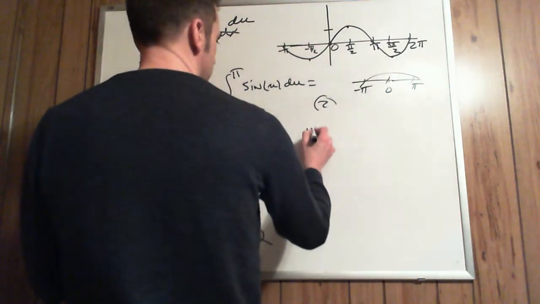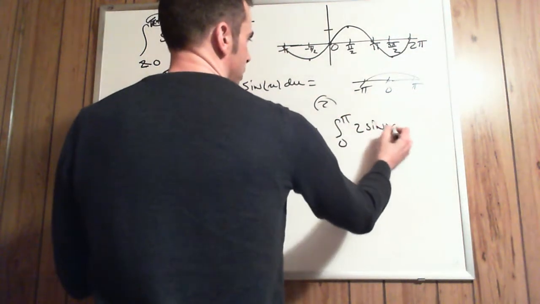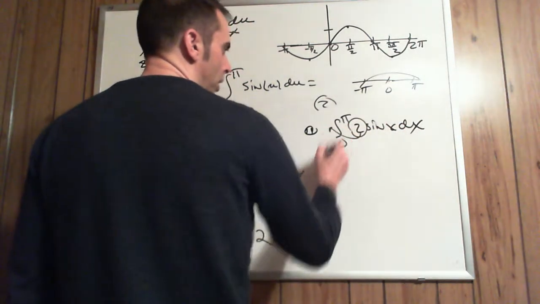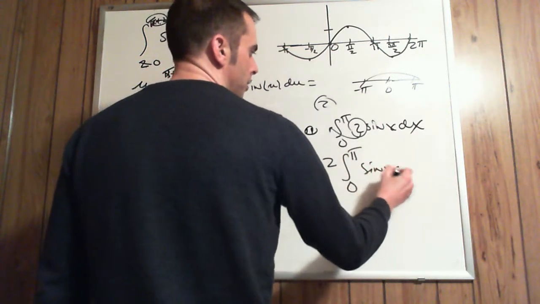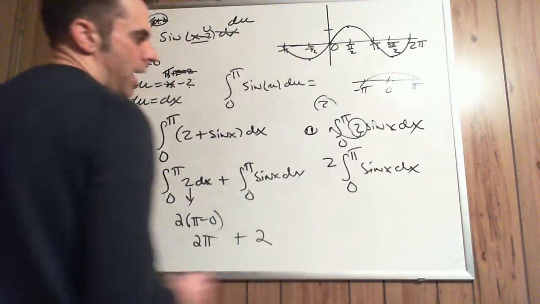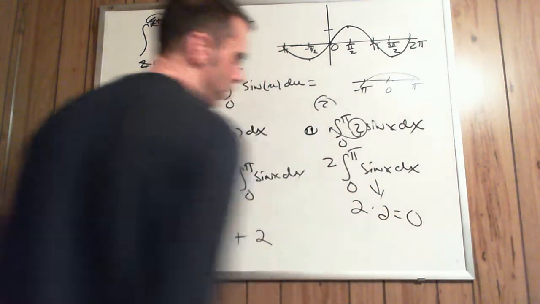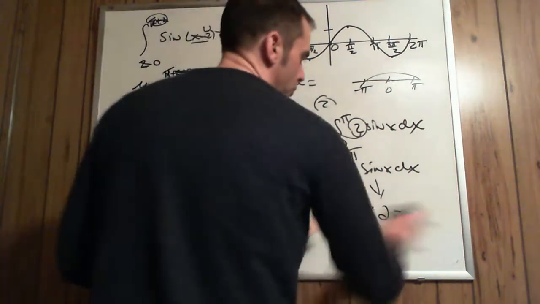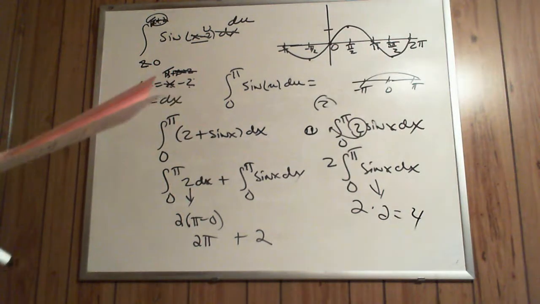And finally, number 18. In number 18, the definite integral from 0 to pi of 2 sine x dx. We can pull any constant out in front and make it 2 times the definite integral from 0 to pi of sine x dx. And from 0 to pi, that value is 2 times 2, sorry, which is 4. I was thinking ahead of something else.